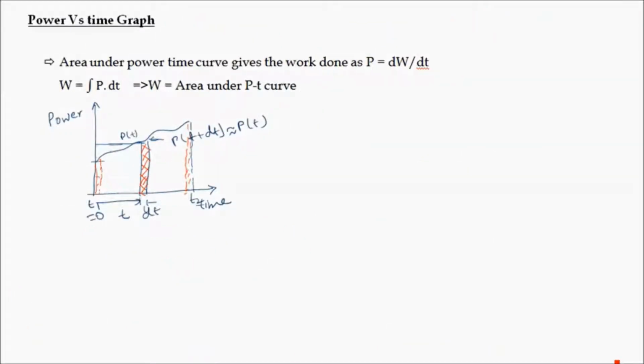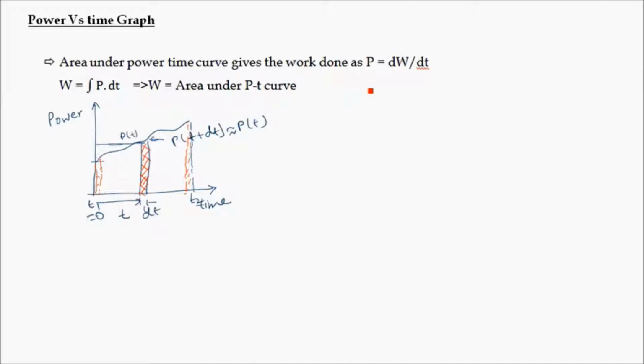Now we will learn the power versus time graph. A power versus time graph is given, in which on the y-axis we plot power, while on the x-axis we plot time. And here power is not constant. Suppose power is not constant, it's increasing, then the area under the power-time curve gives you the work done by the body, as power is equal to dW by dt.